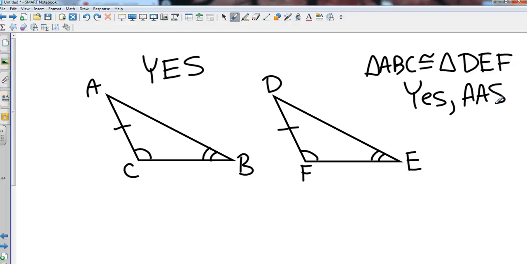All right, so we're a little over 5 minutes and 30 seconds here in just a little bit. So that completes Chapter 5, Section 6, angle, side, angle, and angle, angle, side.